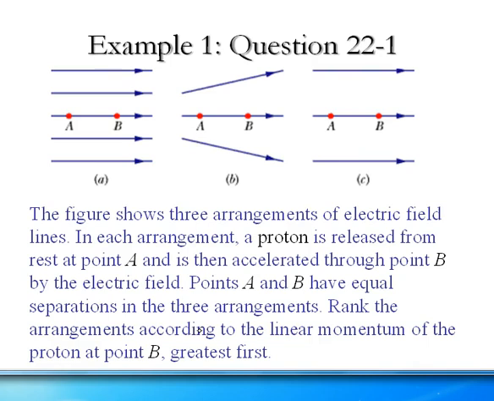We have the same three diagrams, but in this figure, it says in each arrangement there's a proton that is released from rest at point A and is accelerated through point B by the electric field. We know that points A and B have equal separations in the three arrangements. That separation, we mean this distance here, is the same in all three of these arrangements. We want to rank the arrangements according to the linear momentum of a proton at point B, greatest first. Well, what is linear momentum?